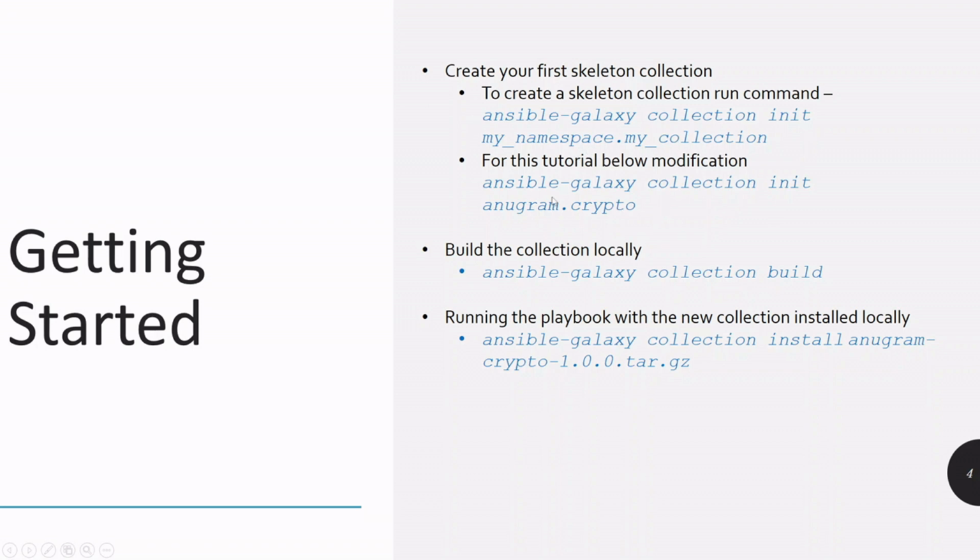In my case, I will be running ansible-galaxy collection init anugram.crypto. What I'm trying to build here is a very small Ansible collection which can perform crypto operations like encryption or decryption. That's why I have named it anugram.crypto. Anugram is my namespace, which is my GitHub account handle as well. That's my namespace, and that's the collection name.